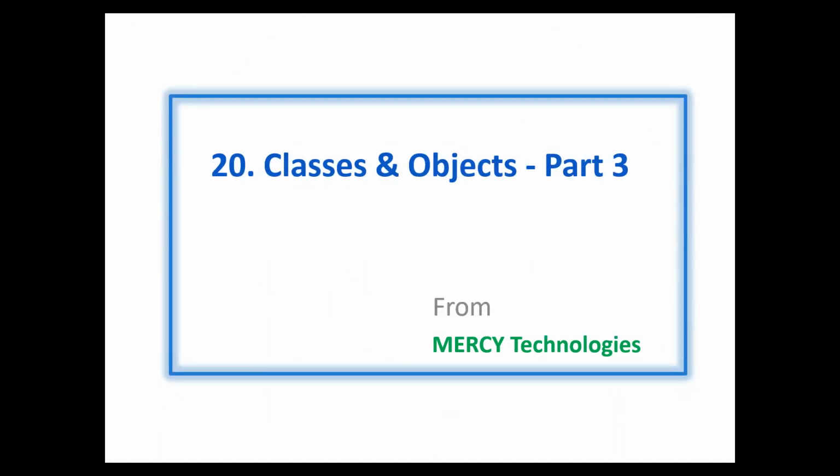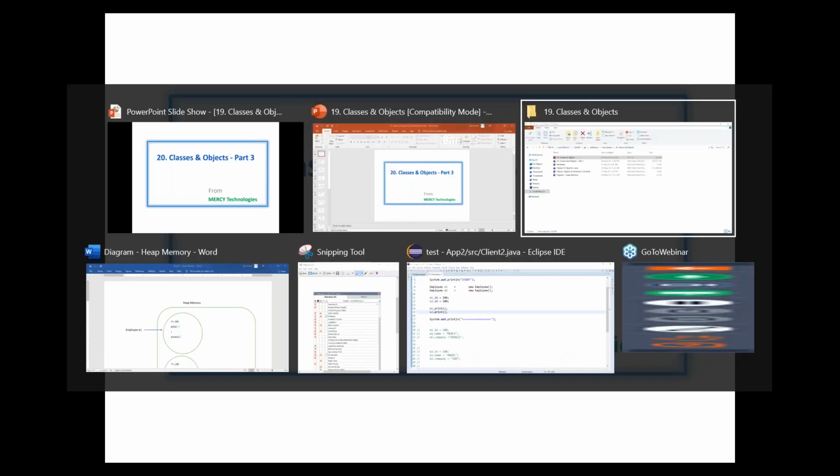In this class, let's see more things about classes and objects. In the past two previous classes, we have seen the features and the properties of classes and objects. In the previous class, we have experimented with all the points regarding classes and objects.